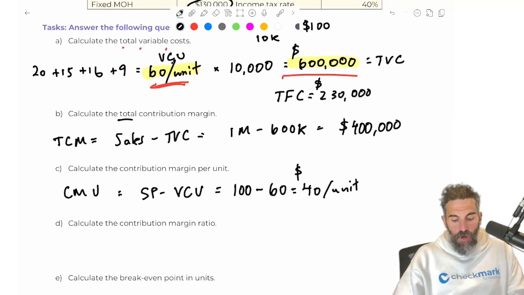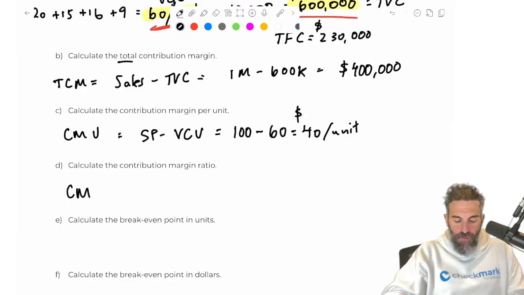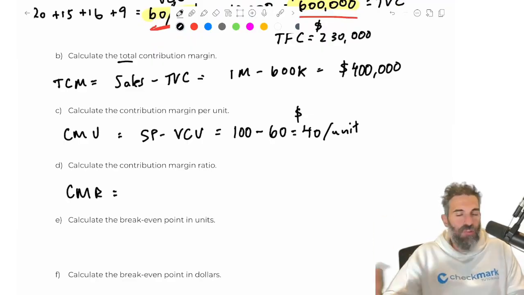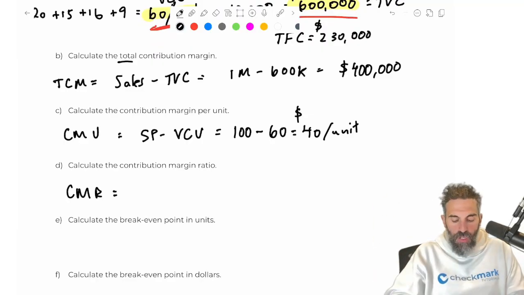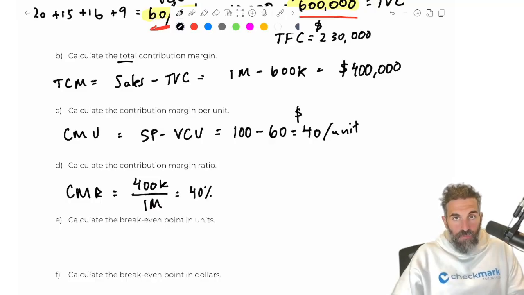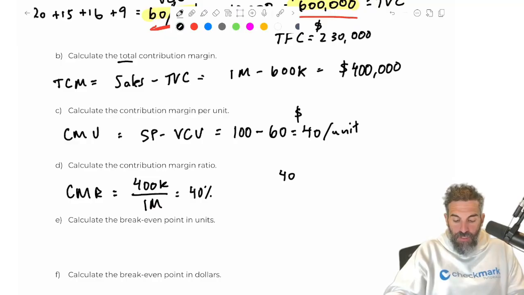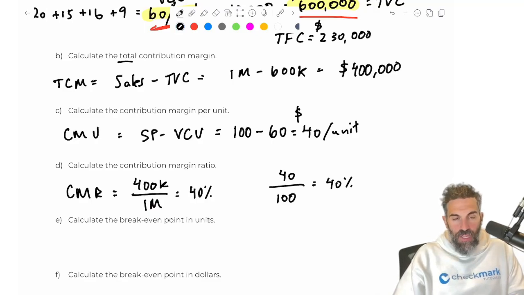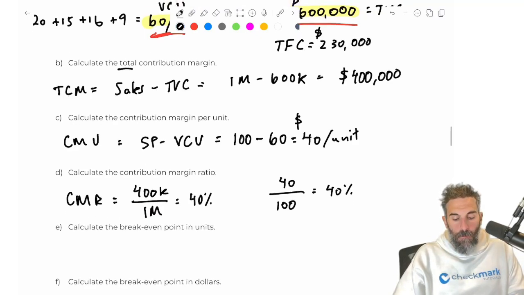Okay, CMR. Well, the CMR can be found two different ways, really up to you. Since we have everything here, you can do it whichever way you want. So you can take your total, which is 400,000, and divide it by your sales. And that would be 40%. You can also do your per unit, so CM per unit over the selling price. That would also be 40%. You see, it's the exact same outcome.